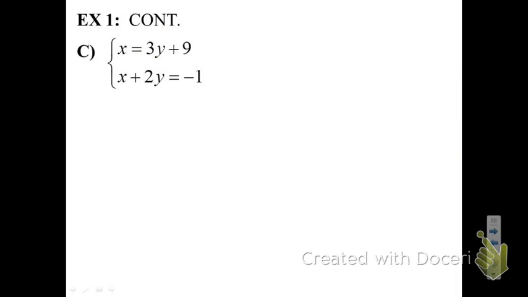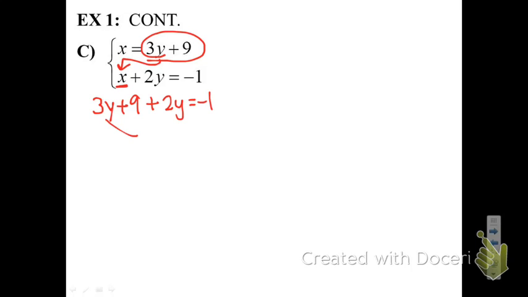Okay, our third example. Again, you're going to want to look to see if there's a variable that's already been solved for. Here, x has been solved for. So we're going to take all of x and put it into x of the second equation, and it will read 3y plus 9, and we replace that x. And then the rest of the equation plus 2y equals negative 1. And we'll solve this by combining like terms. 5y plus 9 equals negative 1.